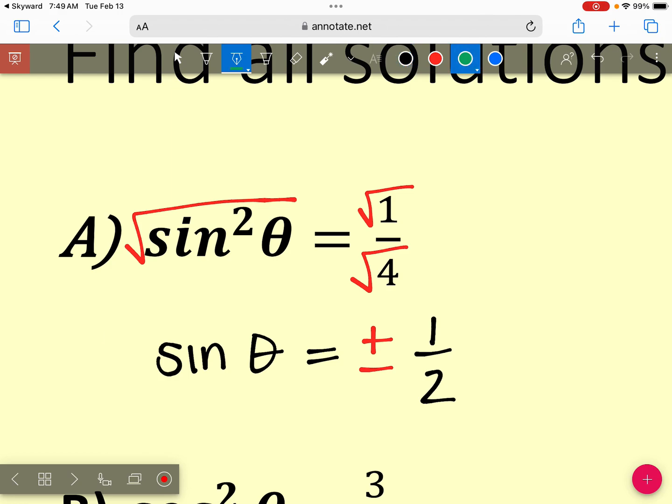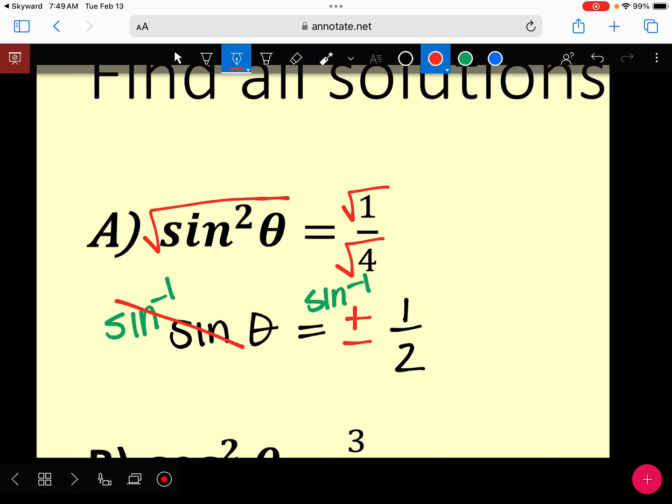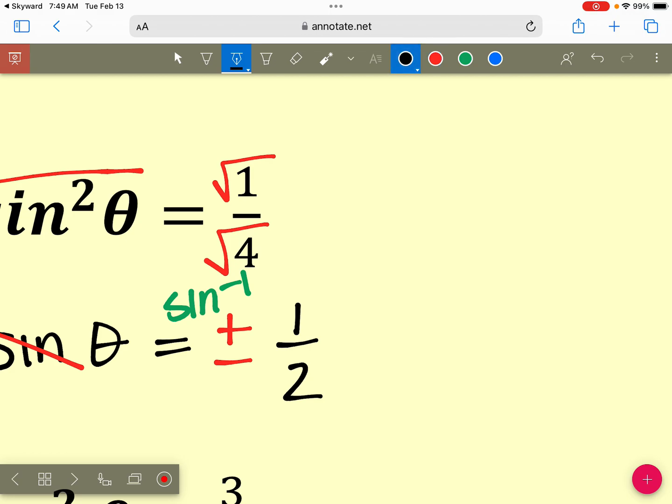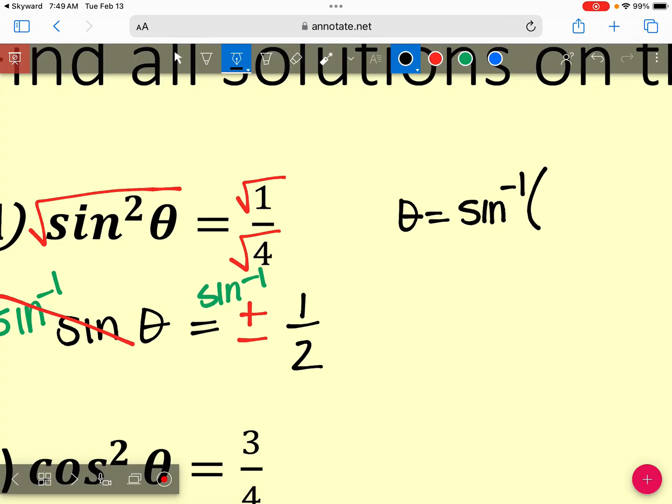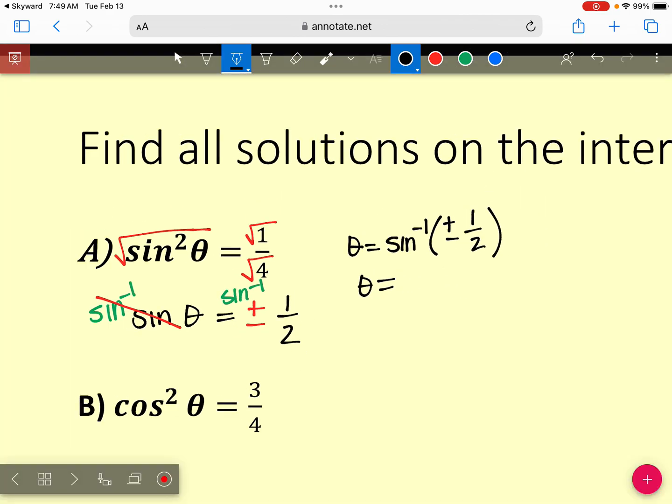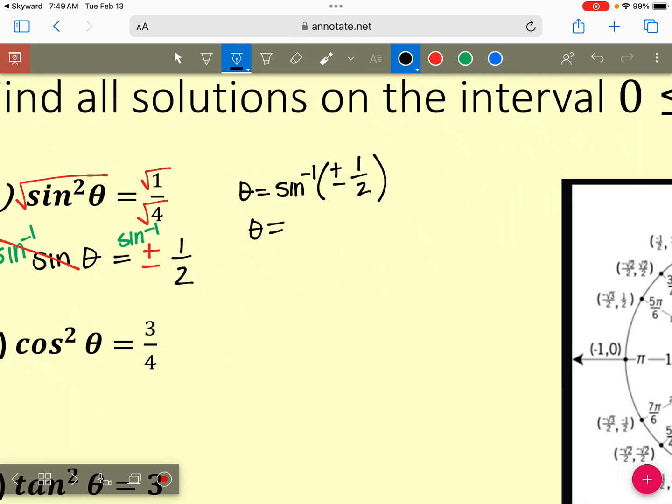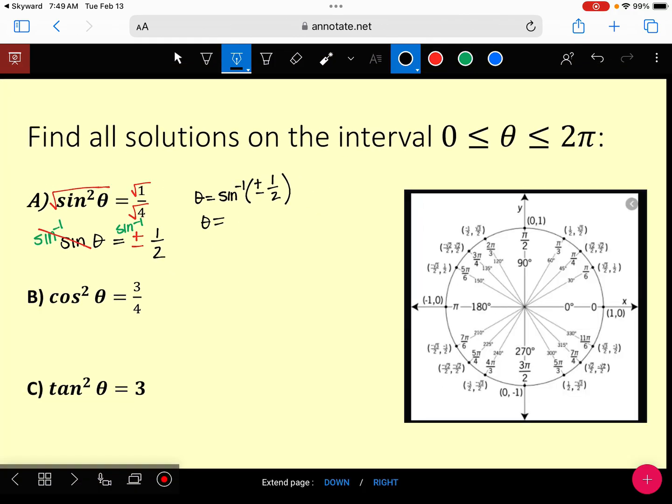And then we would do the opposite of sine, which is inverse sine, and that would cancel that out. So what I'm really looking for on my unit circle is what angles have an inverse sine of positive and negative 1/2. So there are 4 answers that I'm looking for. So on the unit circle, tell me all the places where sine is positive or negative 1/2.